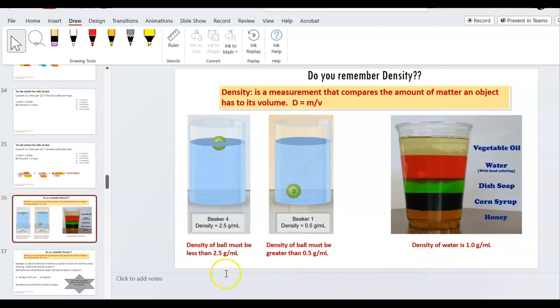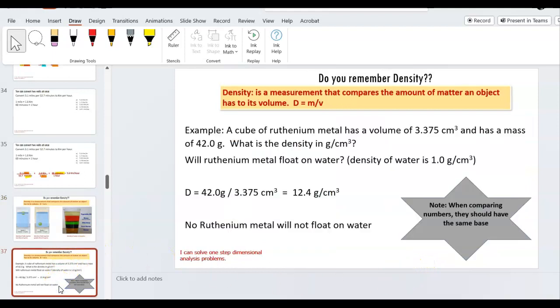Right, so density is mass per volume. This here is just an example of a problem where you're calculating. So you're basically just dividing. It says a cube of ruthenium metal has a volume of 3.375 cubic centimeters and a mass of 42 grams. What's the density? And so again, all you have to do, density is mass per volume. So you take the mass divided by volume, and your answer should have both units, mass per volume, because again, that's what density is. And then it's asking, will that metal float on water? The density of water is 1 gram per cubic centimeter. And so the answer is no. That's clearly a larger density than 1. So if you put this metal into a glass of water, it would sink to the bottom.